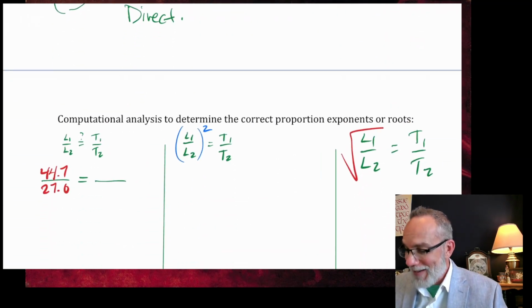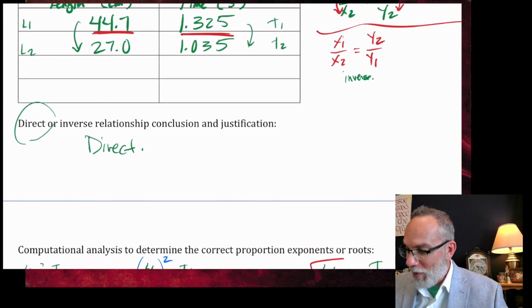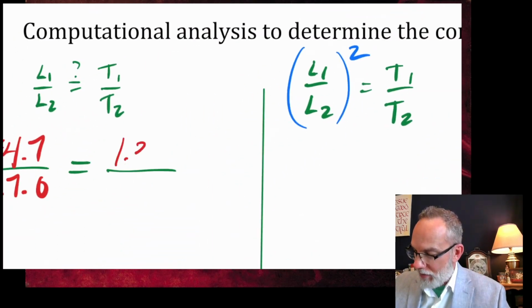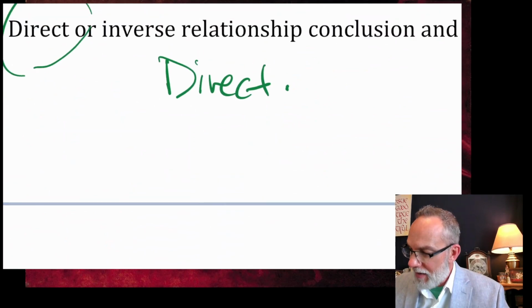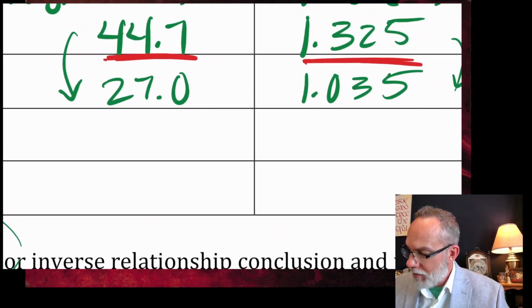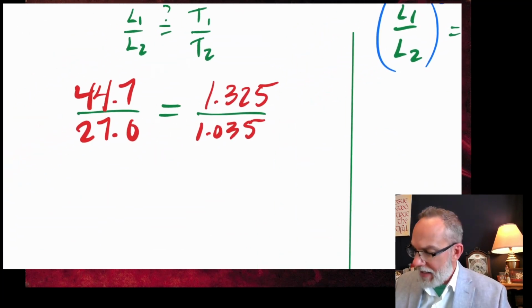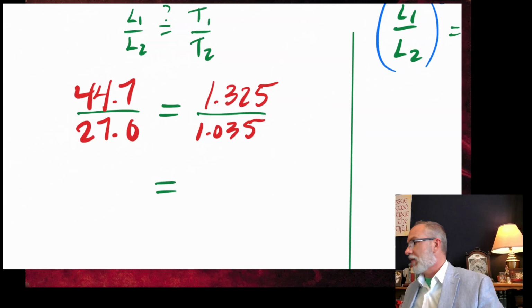44.7, 27.0. What's this one? 1.325. And then what's the other time? 1.035. Take your own calculator now and get a decimal, a final decimal for each side. I will do the same.